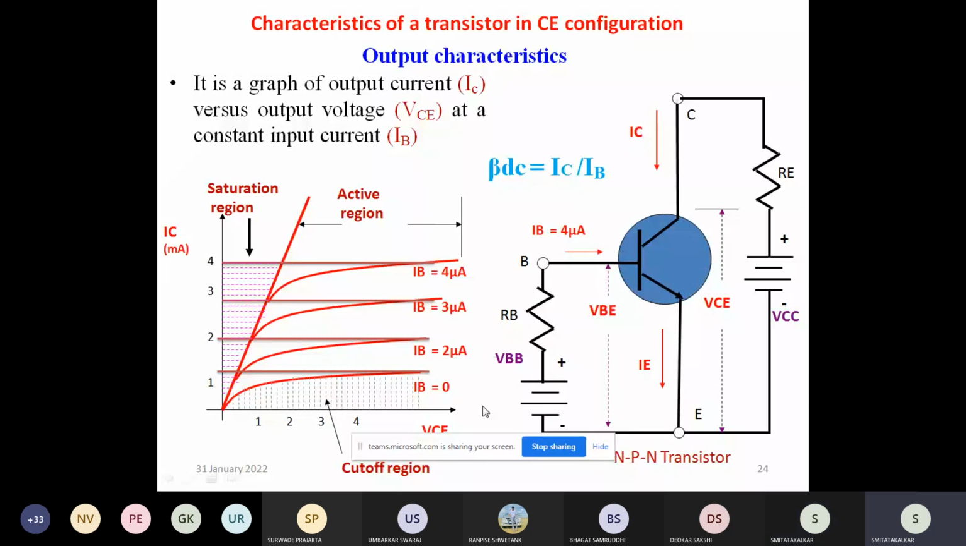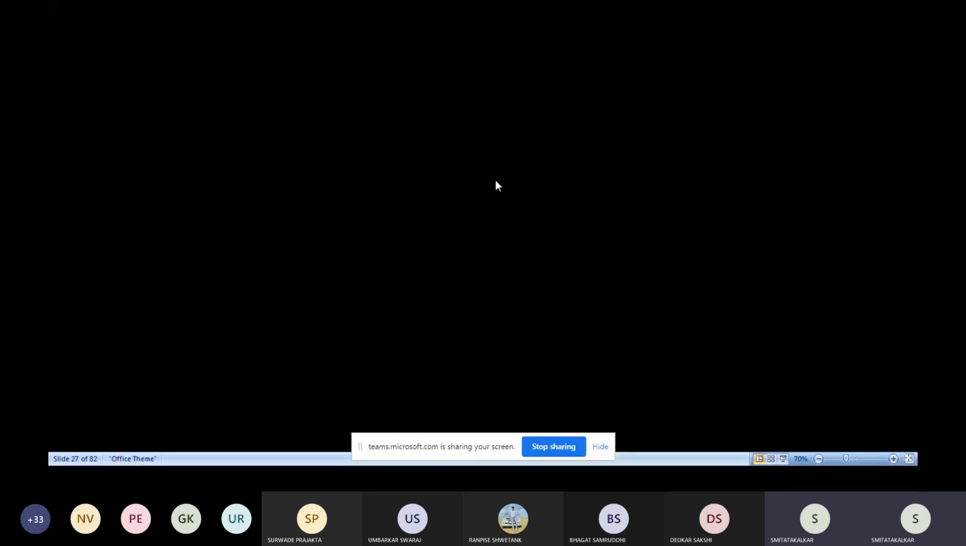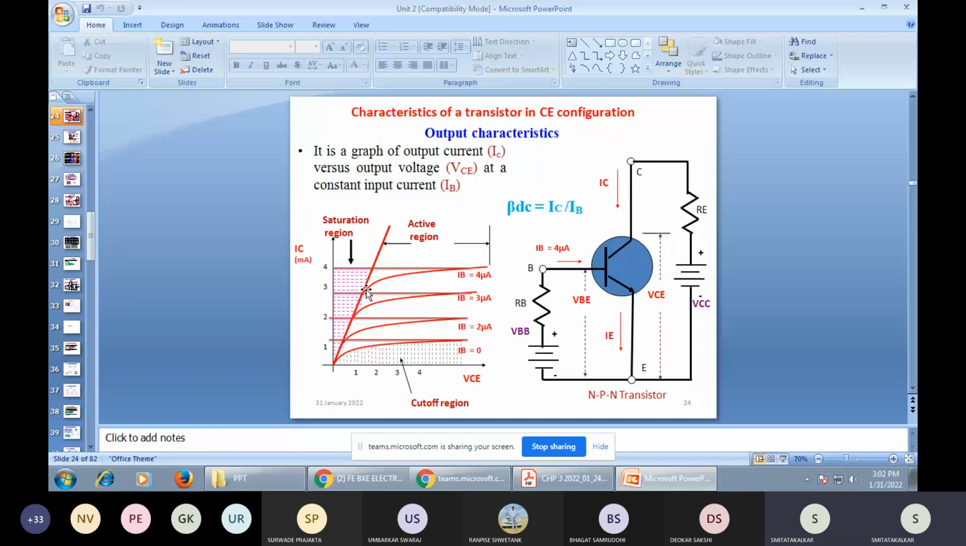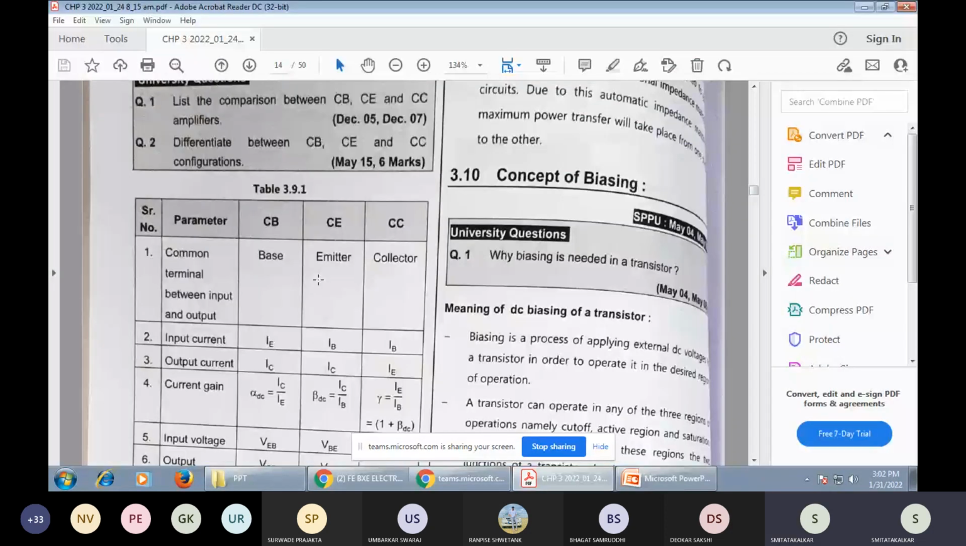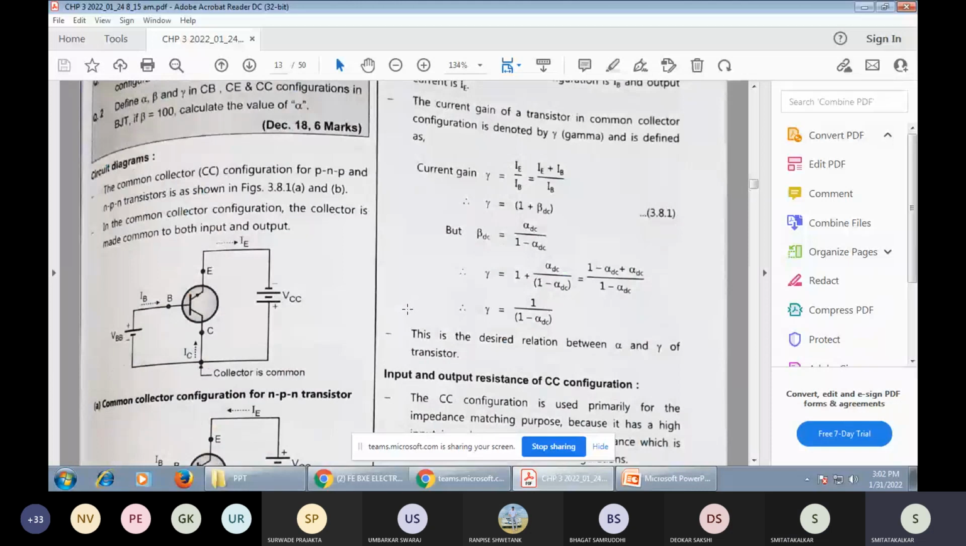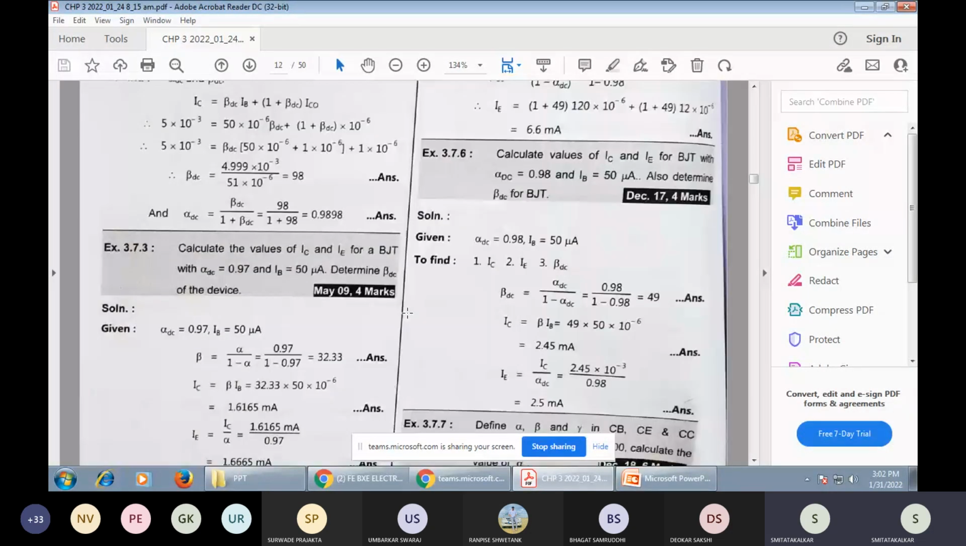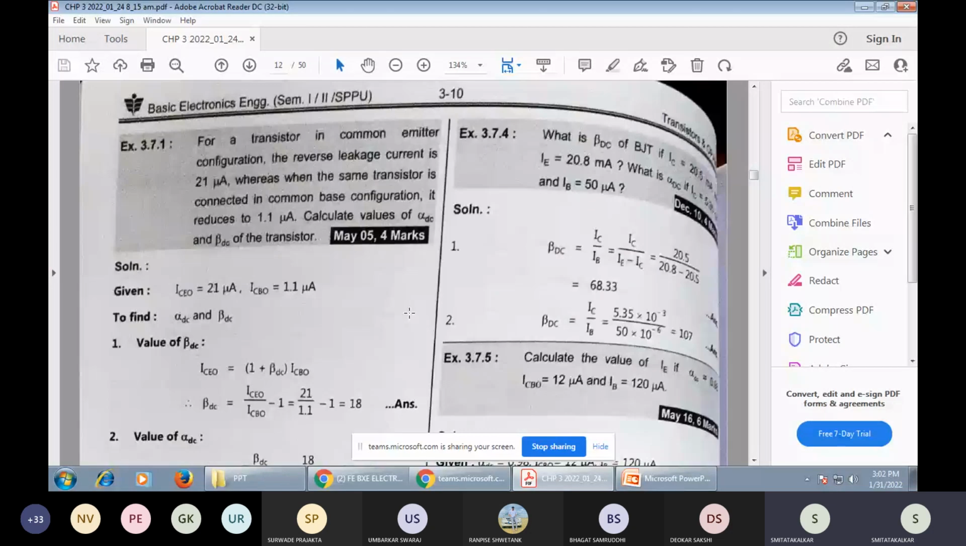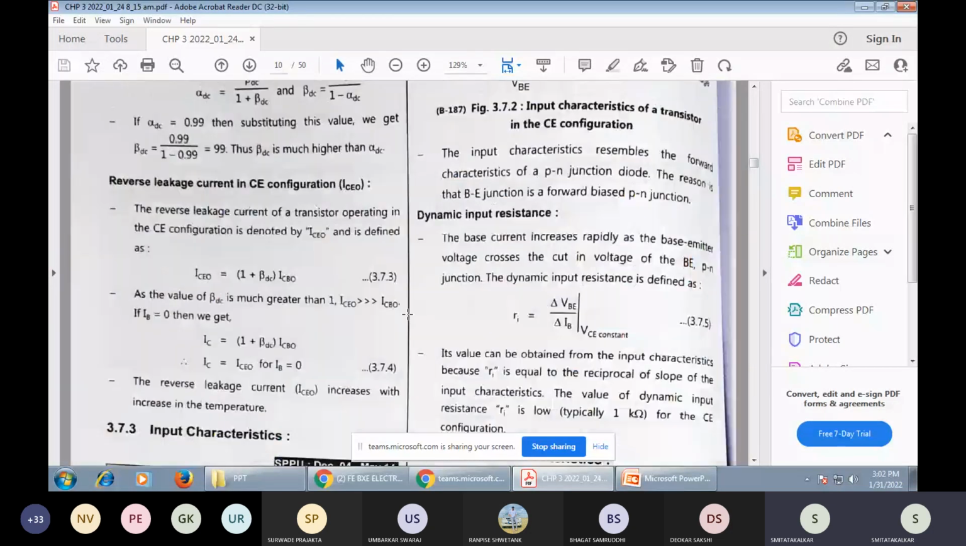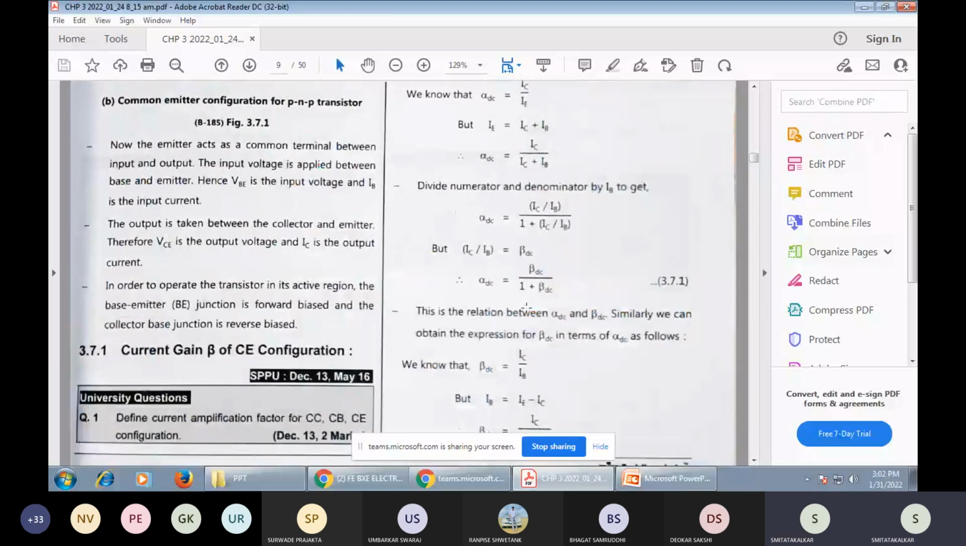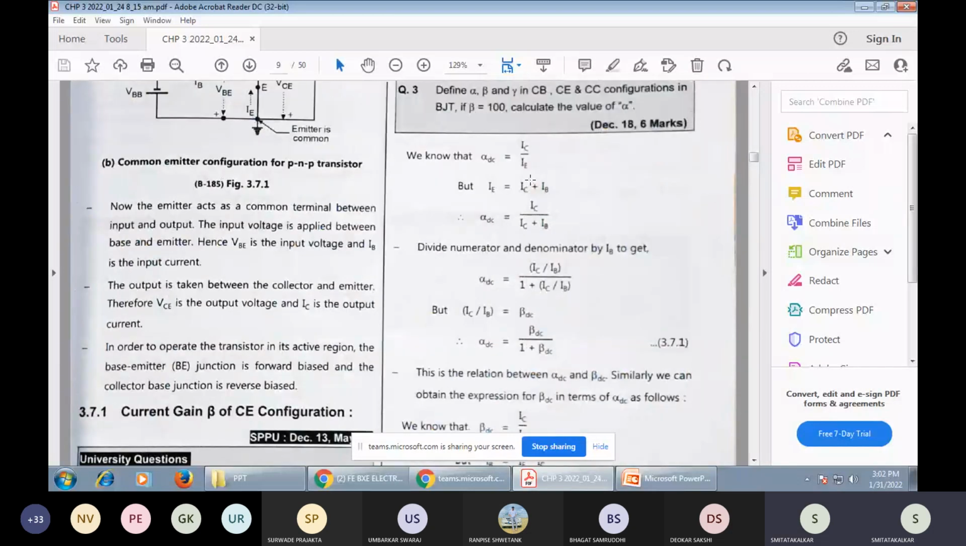What is the CE configuration? In the CE configuration, you can find out the alpha DC. What is the equation of alpha DC? You can see here the alpha DC equation. For an NPN transistor in the common emitter configuration, we can find out the equation for alpha DC and beta DC. Alpha DC is equal to IC divided by IE, the collector current divided by the emitter current.